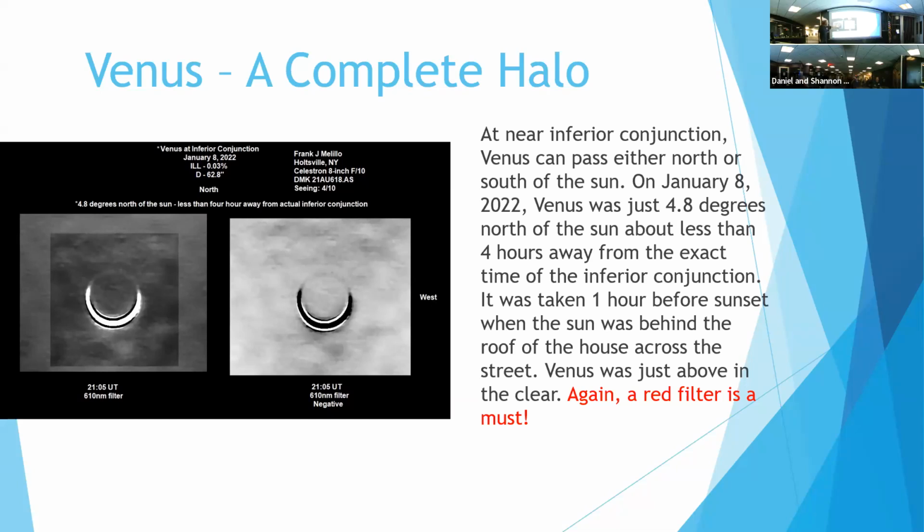Now, I had trouble with the background light here because it was very low in the sky, very close to the sun. So you have to make sure the sunlight is not hitting the telescope, which was behind the roof. So I had a clear spot. Venus was in the perfect position to do something like that.